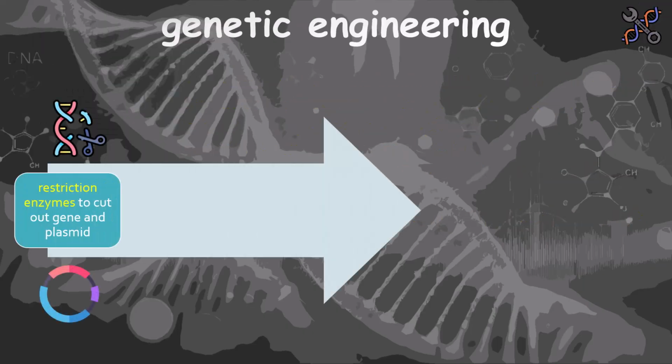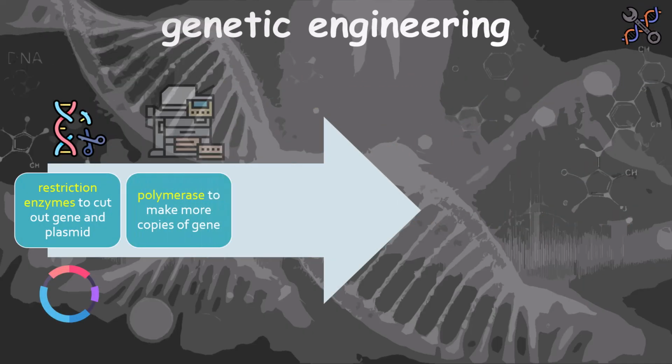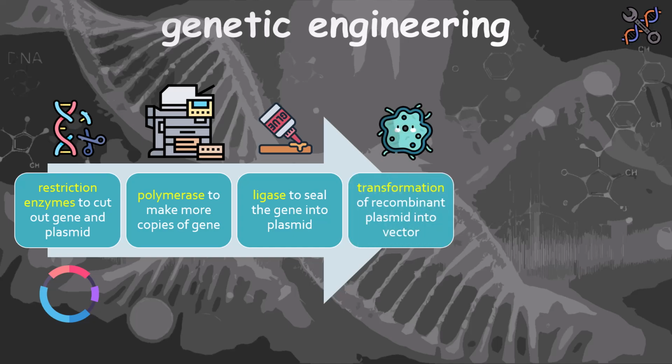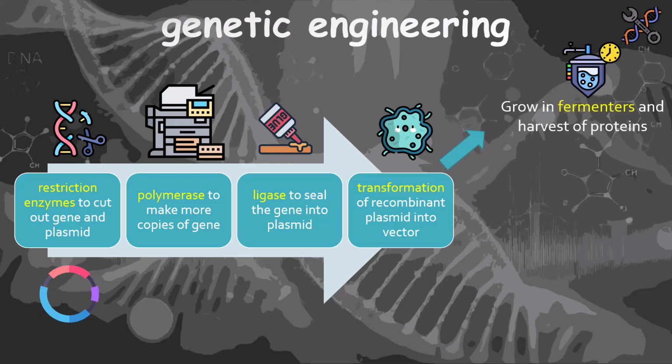In summary, restriction enzymes cut out the targeted gene and the plasmid. The gene will be duplicated many times by polymerase. Ligase is then used to seal the gene into the plasmid. Then it is transformed into a vector. What we went through is that the vector is allowed to grow in number inside fermenters before harvesting of the protein produced.